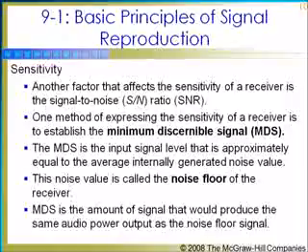One method of expressing the sensitivity of a receiver is to establish the minimum discernible signal, the MDS, the input signal level that is approximately equal to the average internally generated noise value. This noise value is called the noise floor of the receiver. MDS is the amount of signal that would produce the same audio power output as the noise floor signal. The MDS is usually expressed in decibels. Another often used measure of receiver sensitivity is microvolts, or decibels above 1 millivolt and decibels above 1 microwatt.